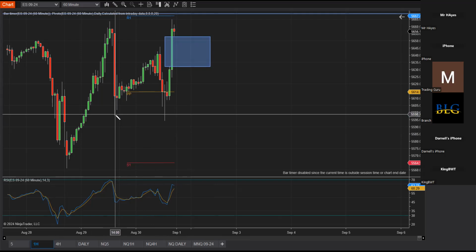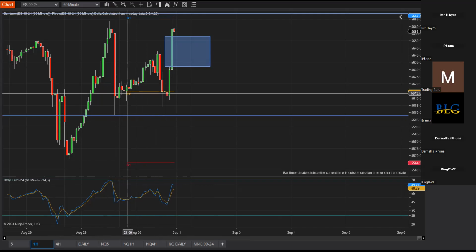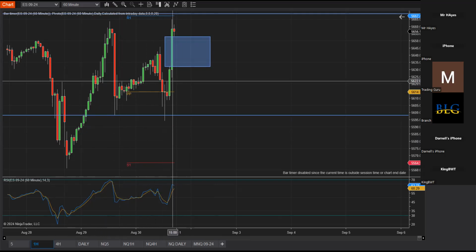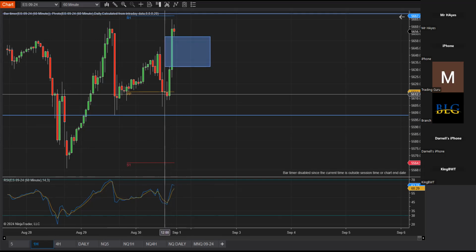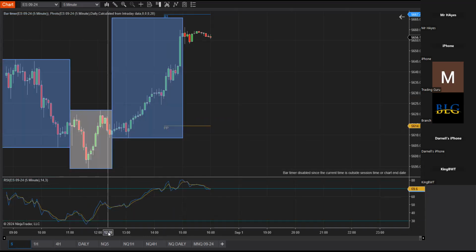But this is your low. Swept that low, reversed. Trader immediately back into the range, right? So you know what I'm going to do with this? I've got to find a reason to buy this on a smaller time frame. Cool. So where do we go? Handy dandy 5. Let's look at it.